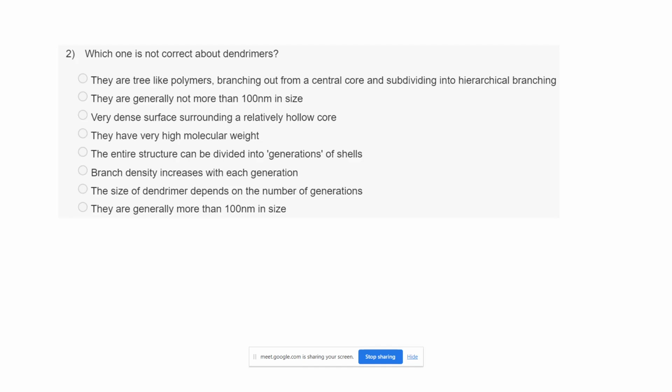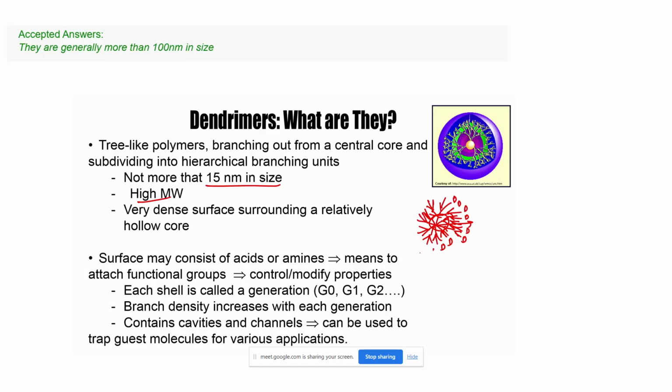So the option they are generally more than 100 nanometer in size is actually not correct. They are usually not more than 15 nanometer in size. And the rest of the options were also correct. They have high molecular weight, branching, etc.